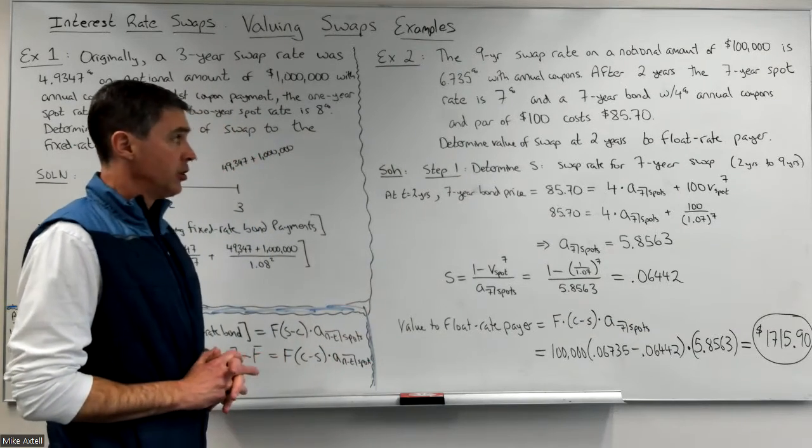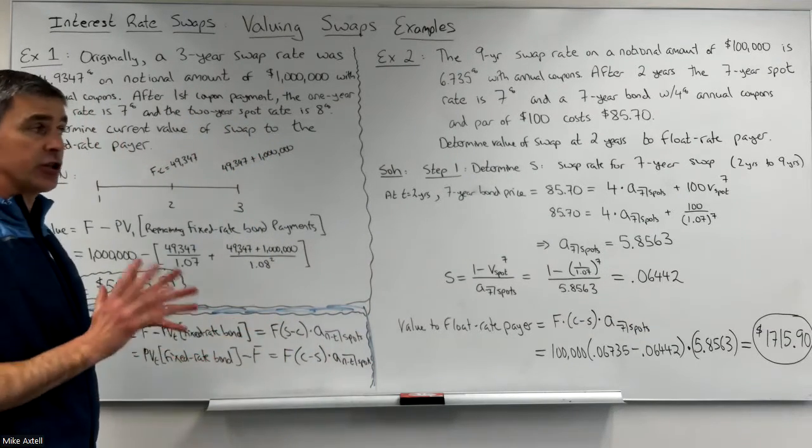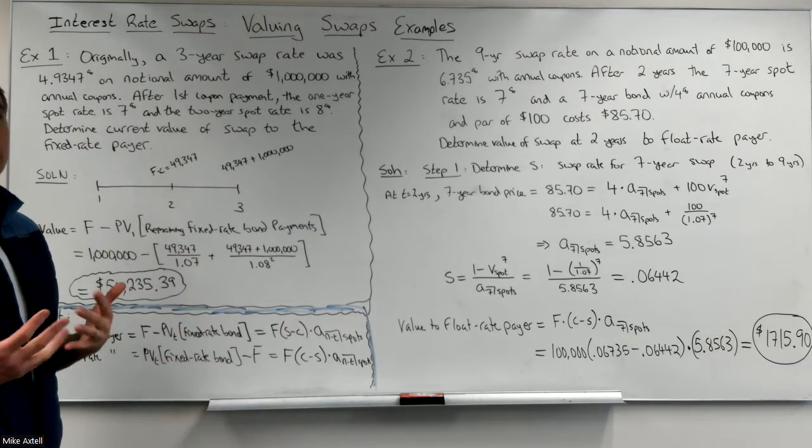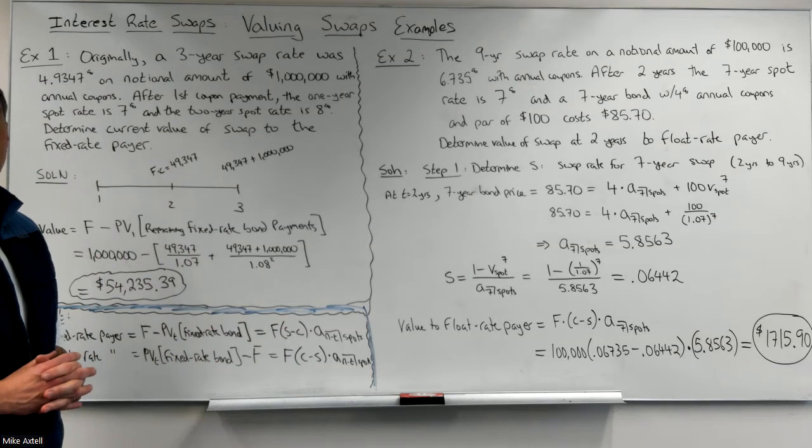Right? So those are two examples using sort of two different versions of the formulas to solve for the value for one person or the other midway through the duration of an interest rate swap.